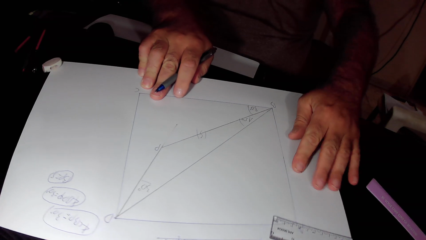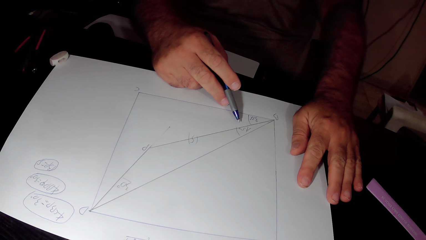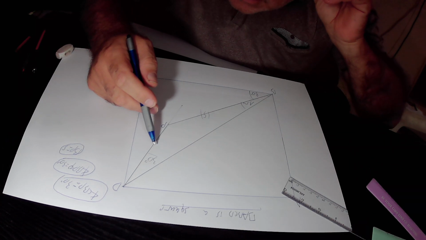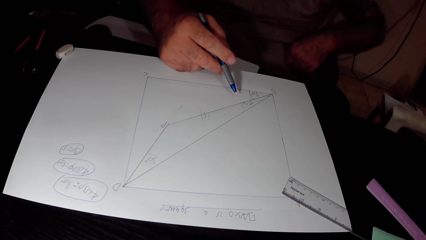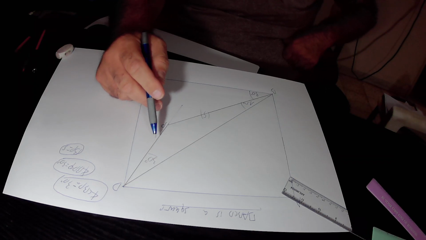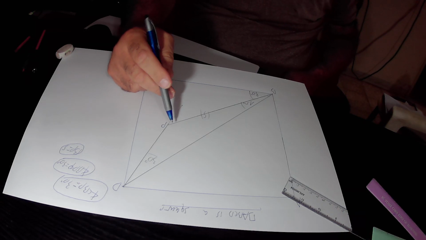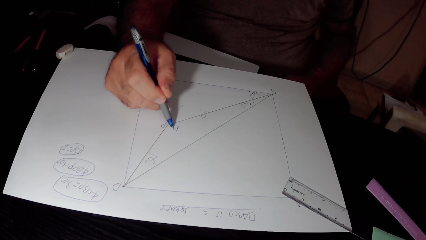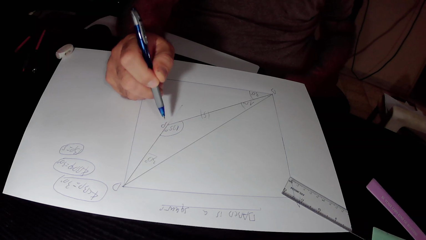So in triangle BDP, this angle equals 15 degrees. This angle equals 30 degrees. 15 degrees plus 30 degrees is 45 degrees. And therefore, this third missing angle must be equal to 135 degrees in its size, according to the rule that the sum of the angles in any triangle is equal to 180 degrees.